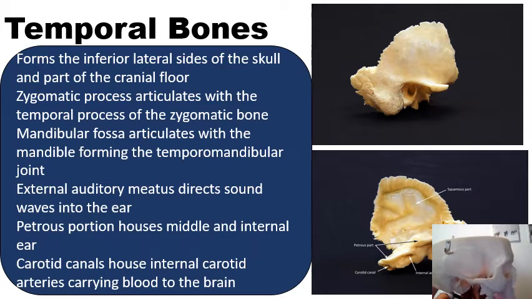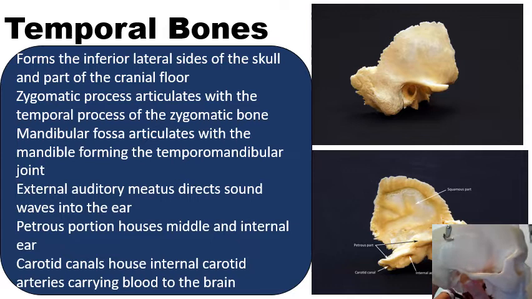We'll notice that there is the mandibular fossa that will articulate with the condyles of the mandible, forming the temporomandibular joint. We can also see this needle-like process. That is the styloid process of the temporal bone.